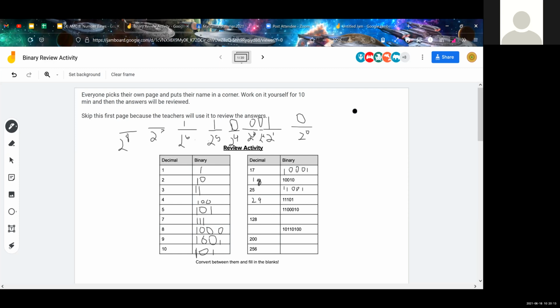So literally all we're doing here is taking whatever power it is and adding them all up. You don't have to focus as much on doing 1 times whatever it is, because it's just the power, right? That's all we have to focus on. 1 times a number is just the number.